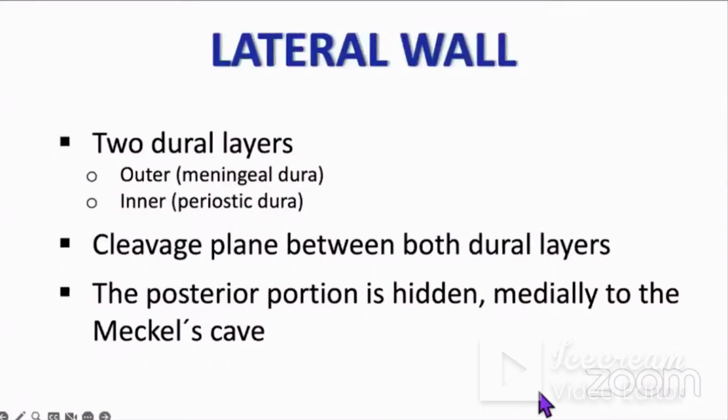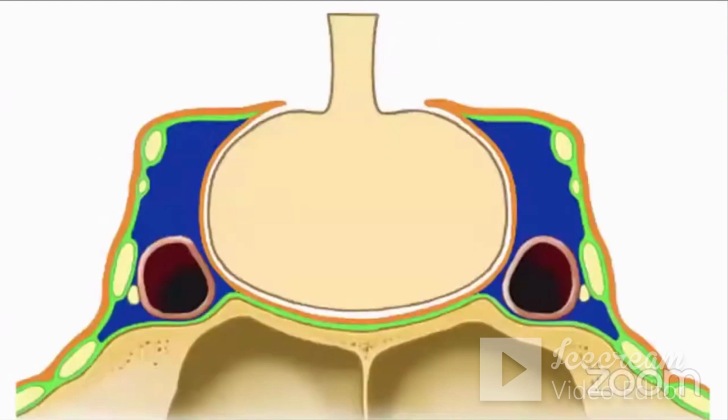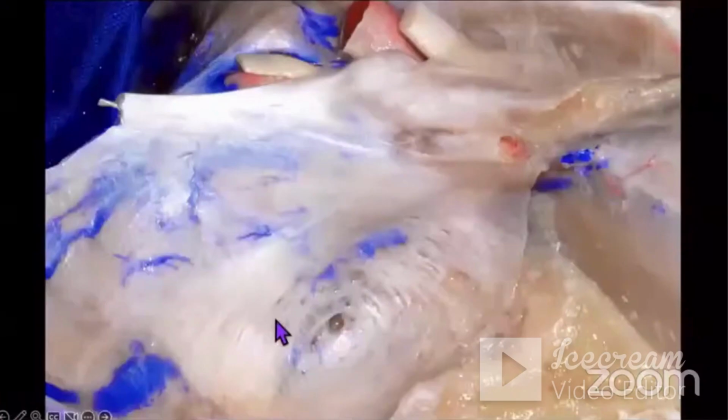In relation with the lateral wall of the cavernous sinus, we have two dural layers, an outer layer that is thick, a meningeal dura, and an inner layer, a periosteal dura. And there exists a cleavage plane between both dural layers, and so we can see both layers, the outer layer and the inner layer, with the cranial nerves, third, fourth, V1, V2, V3.